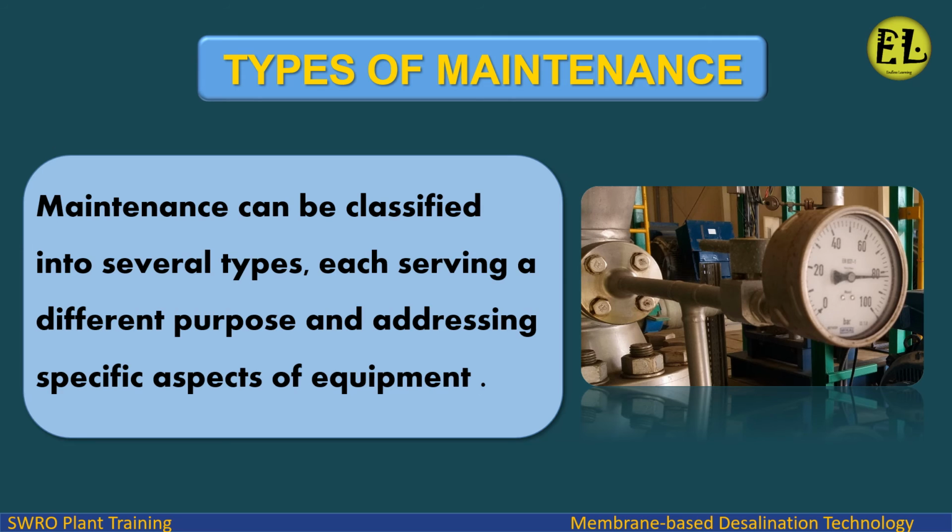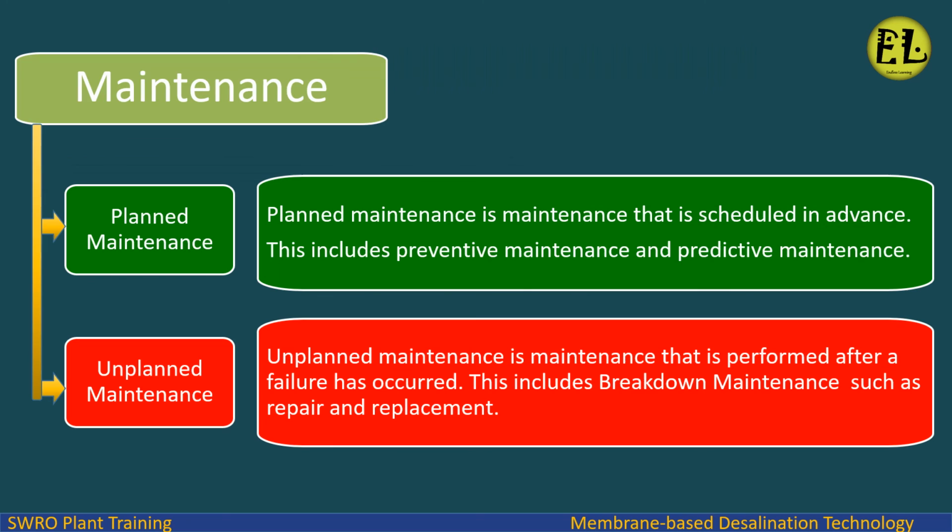Types of maintenance. Maintenance can be classified into several types, each serving a different purpose and addressing specific aspects of equipment. Maintenance can be classified mainly into planned maintenance and unplanned maintenance.